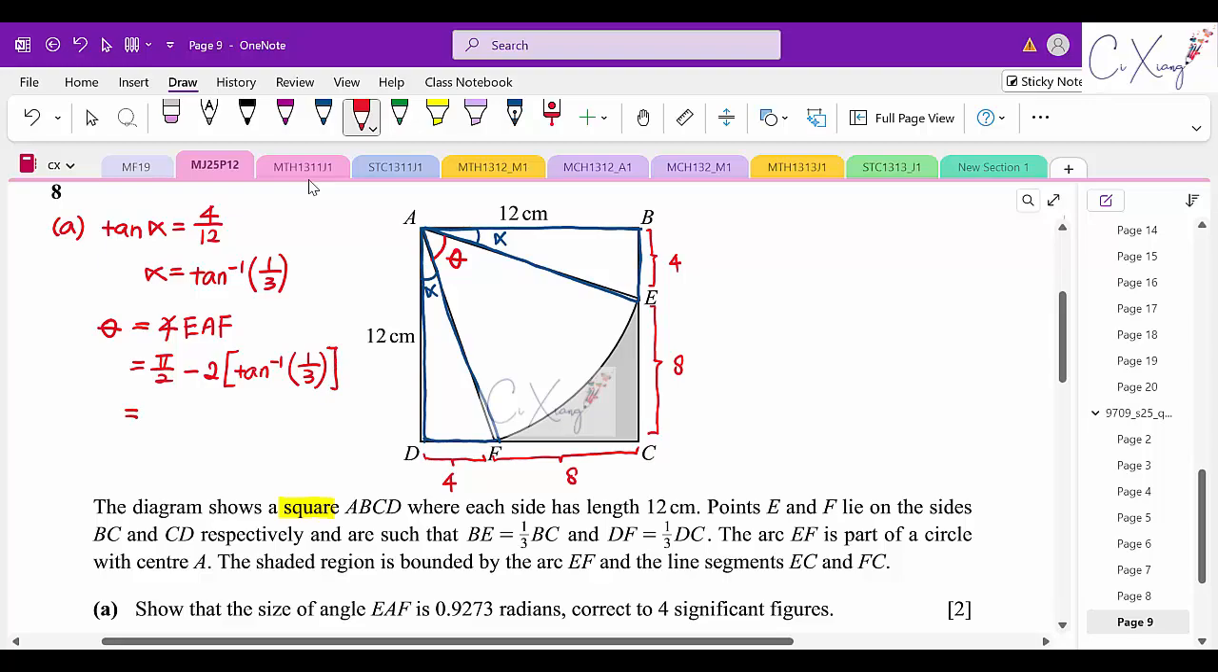Then from here you just press the calculator, and of course you need to make sure that your calculator is in radian mode. Then you take pi over 2 minus 2 tangent inverse and so on. You'll get a long list of values, 0.927295218. Then we cut it short into the answer that they want. They want us to put our answer into 4 significant figures, so it should be 0.9273.